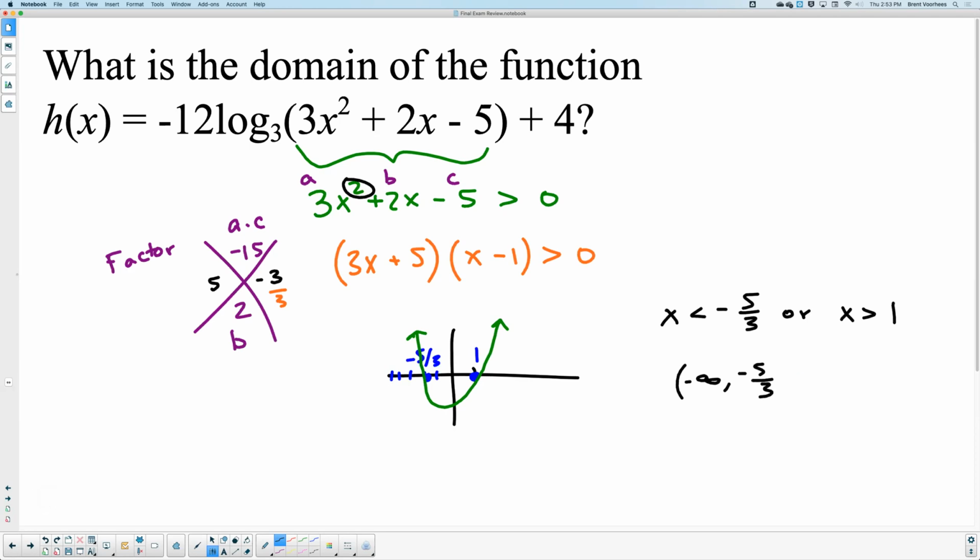Pardon me? Because of the square. If you plug in a really big negative number, the square would cancel out. Yeah.